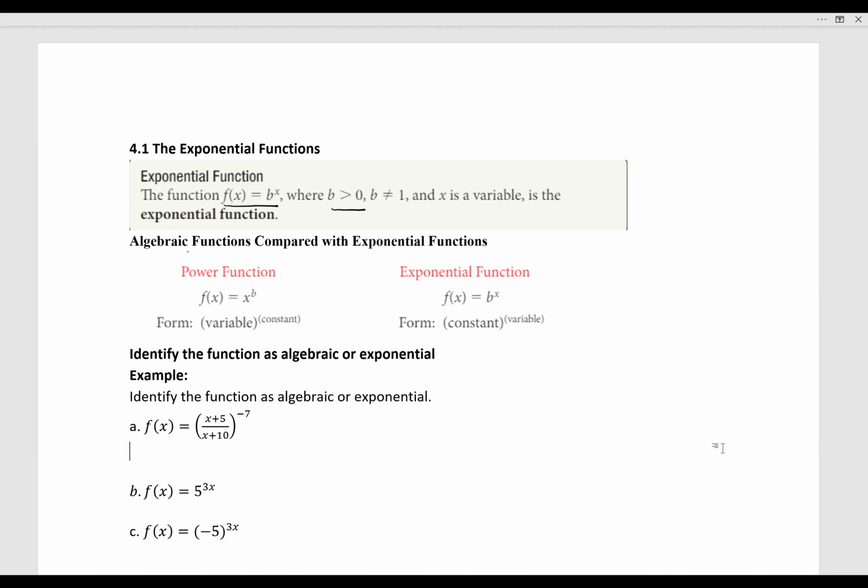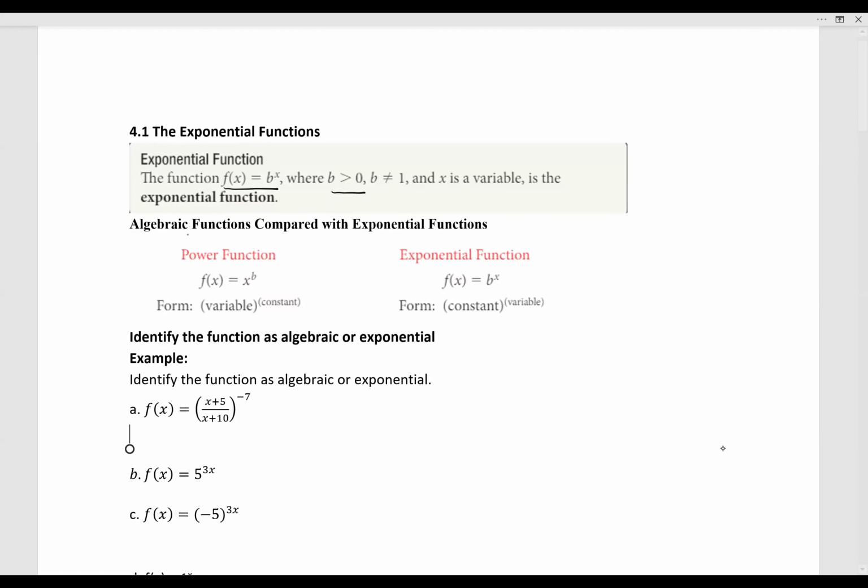Let's compare an algebraic function with an exponential function. Here I have two forms. The left-hand side is an algebraic function, a power function, f(x) = x^b. Here, the variable is at the base, and the exponent is a constant number. On the right-hand side, I have the exponential function, f(x) = b^x.